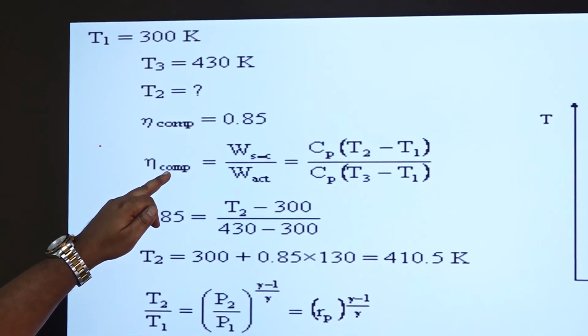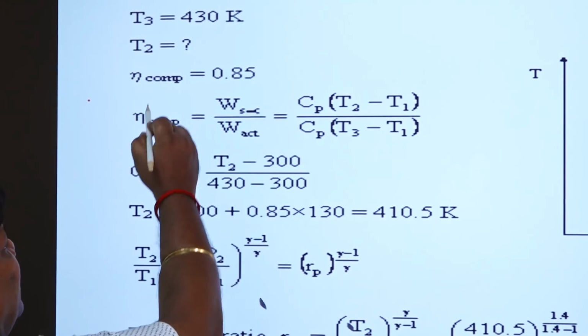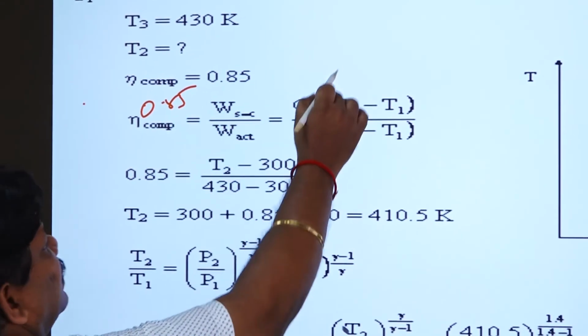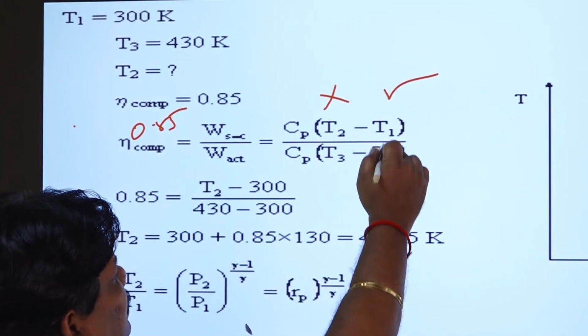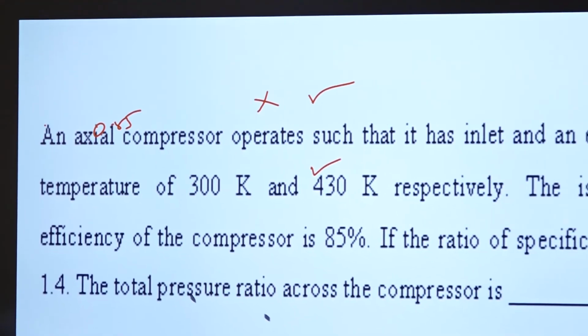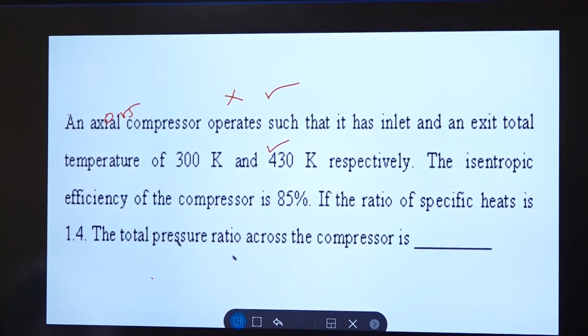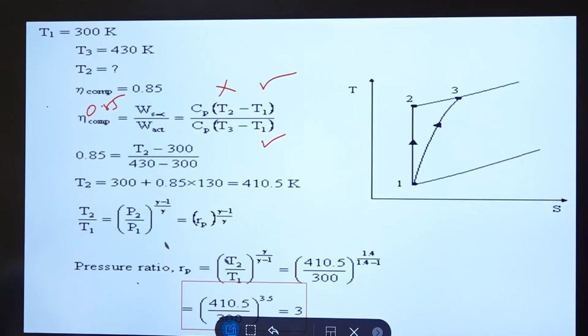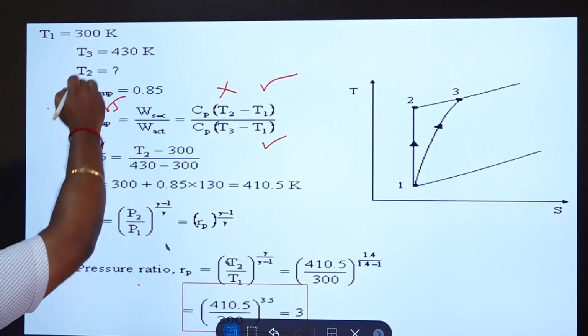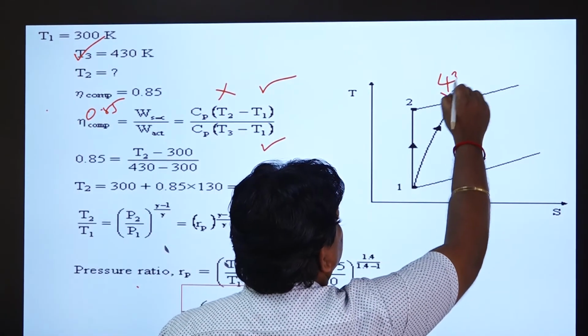We know that the efficiency of the compressor can be given like this. The efficiency is 0.85, given, T2 is not known, T1 is given to you. And one more thing: you can see that the exit total temperature of 430 Kelvin and the inlet of 300 Kelvin are given to you. So T3, the higher temperature, that is 430 Kelvin, is given to you.